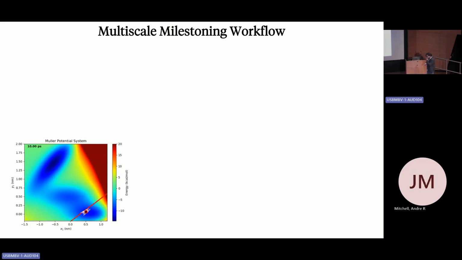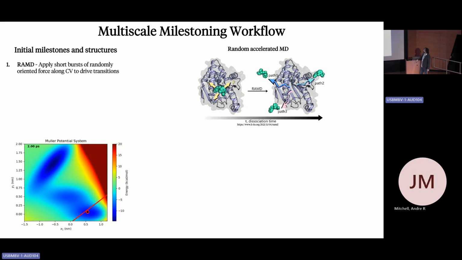So we need an initial sampling of the system here. And this is an example of a Muller potential, and we can do it in multiple ways. Yes, random accelerated molecular dynamics. You give random shots of bursts of randomly oriented forces along the CV, and you drive the transitions, you get a fine idea of what the free energy surface looks like.